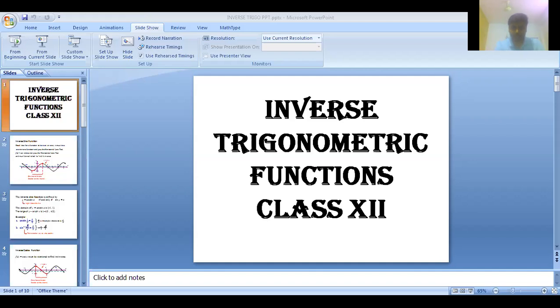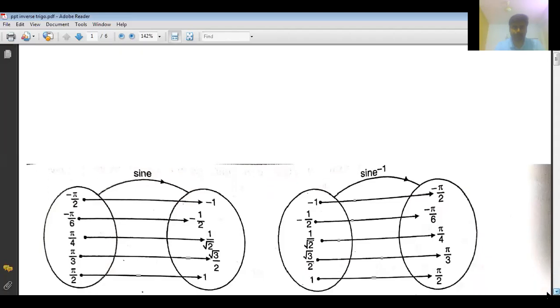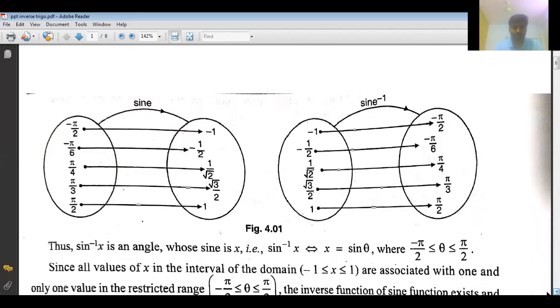From the previous knowledge, what did we discuss? Let us see here. Now, this is the sine function, right? Sine function, domain and ranges, you can observe there. And similarly, sine inverse function, domain and range. Here, this is the sine function domain.